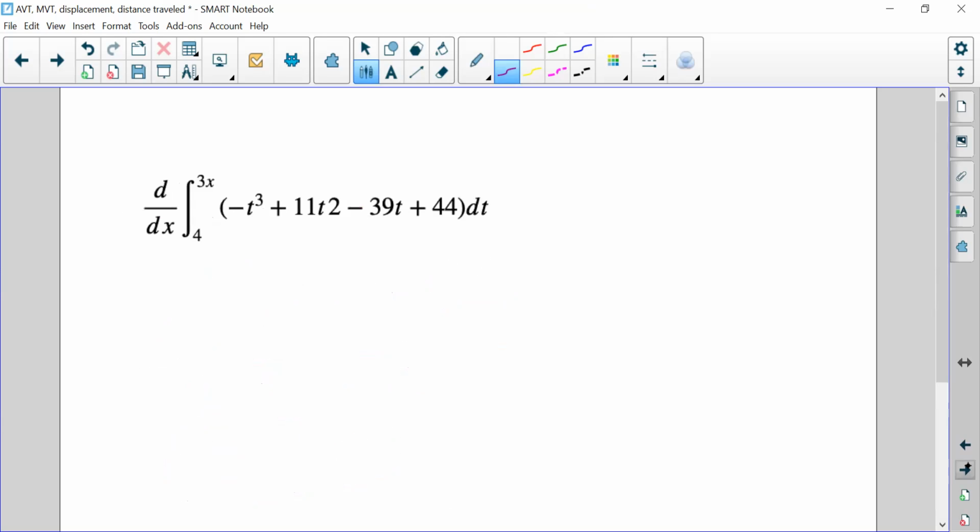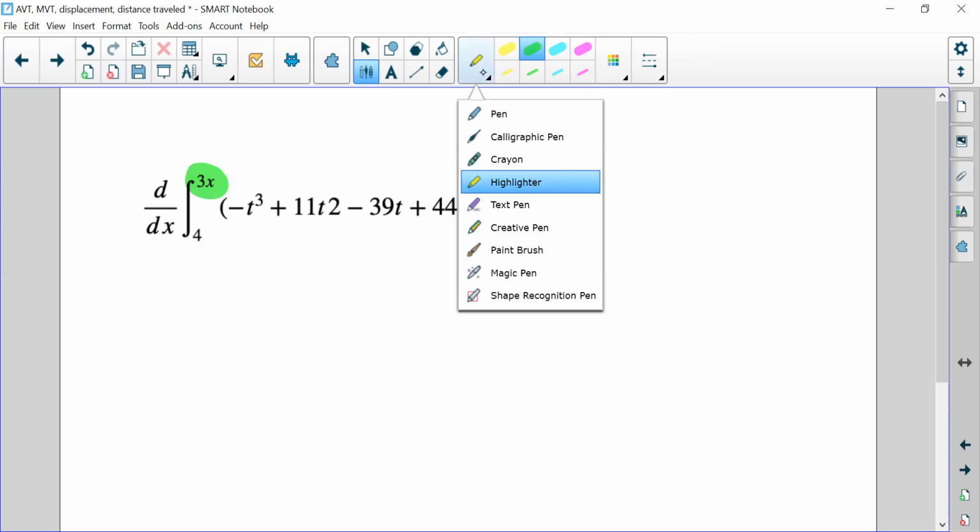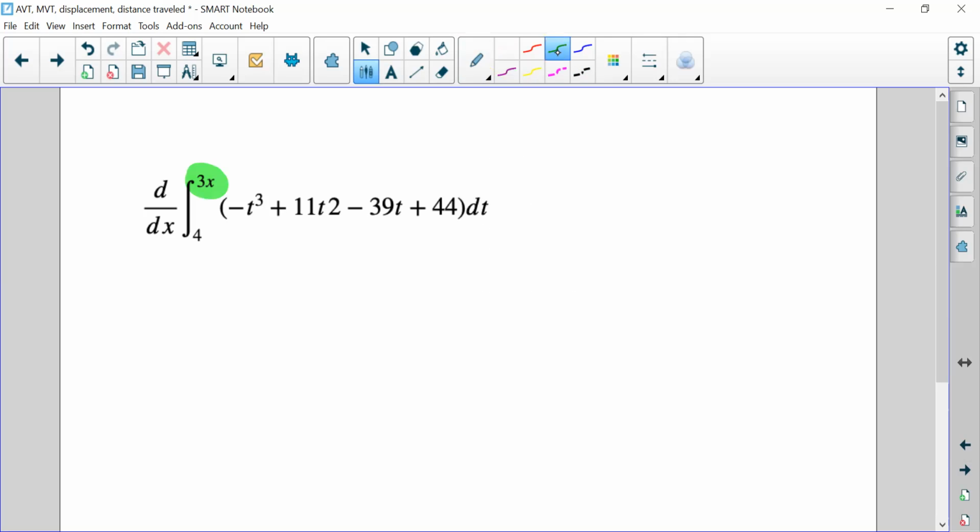All right, so let's look at this one. Uh-oh, what's wrong? There's a 3. Oh, there's a 3. So look at my upper limit. It does have a variable, but it's not x. It's something else. So when we do that, we're going to have to use the chain rule. Oh my goodness. Okay, but it's a limit. It's a smaller chain rule. Okay. Yeah, it's actually pretty easy.